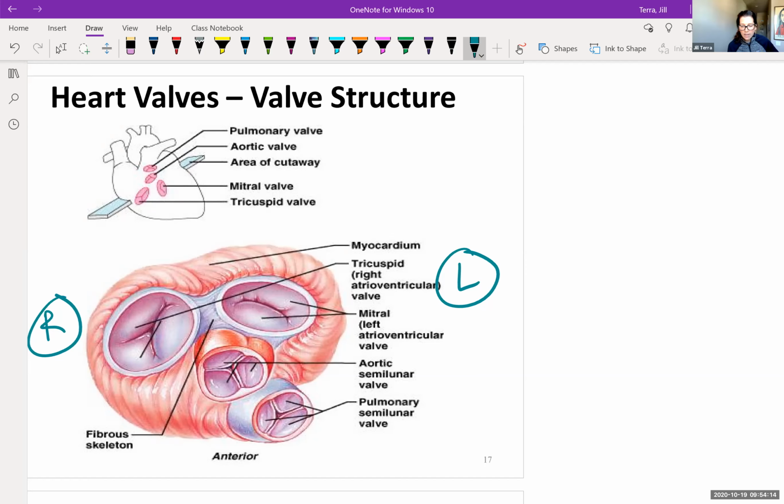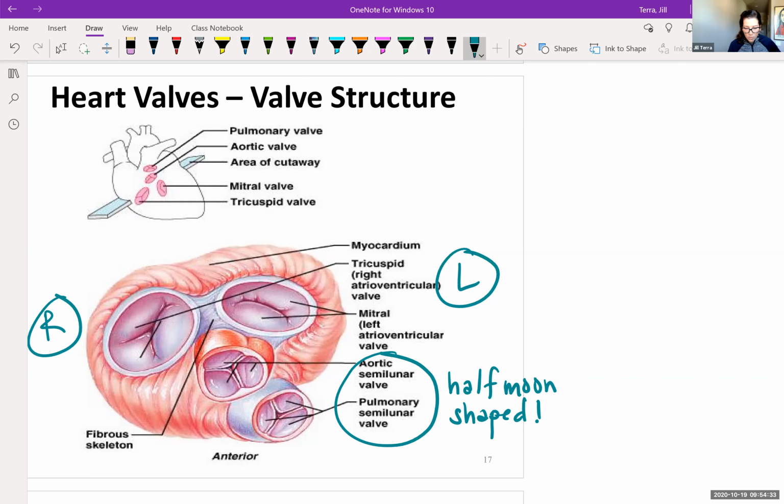And when you look at these semilunar valves, they actually do look like half moon pieces of tissue. And so that's why they have this name, semilunar. Semi means half and lunar means moon.